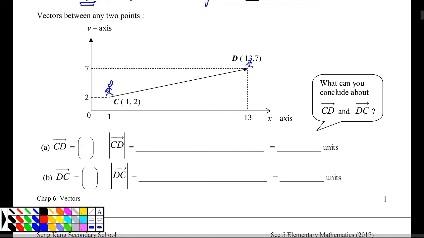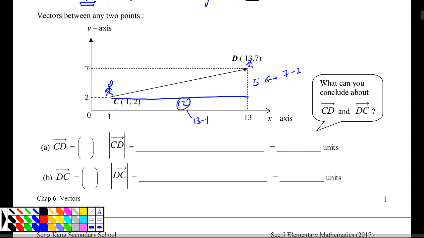How many steps to the right? So let's count how many steps. 12 to the right. How do I get 12? Hanis? 13 minus 1. Very good. And I must give specific instruction. How many steps up? 5. Jaira, how do I get 5? 7 minus 2.